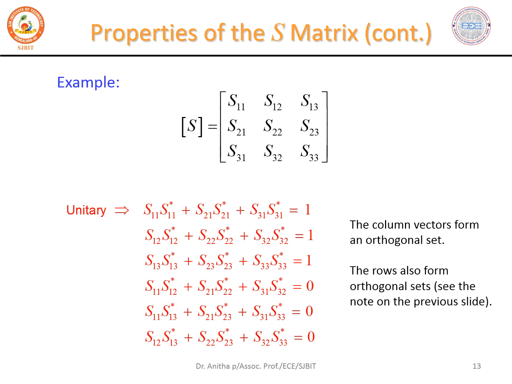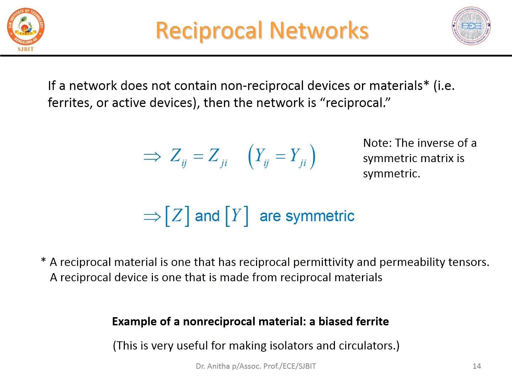Similarly, column 2 and column 3: S12 into S13 conjugate and so on. And similarly, this we have verified with respect to the columns. In the same way you can cross verify with respect to the rows also. If a network satisfies this, then you can say that it is lossless. Similarly, you can cross verify for the Z matrix and Y matrix. They become symmetric if and only if Zij equals Zji and Yij equals Yji, condition i not equal to j. If a network satisfies this condition, then you can say that it is symmetric.